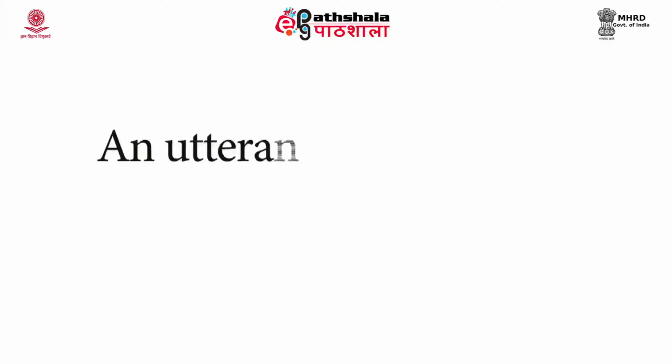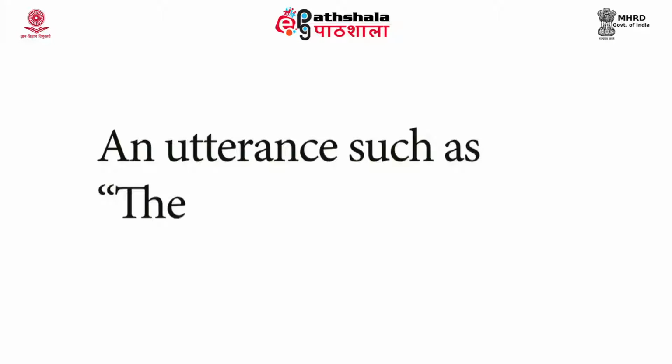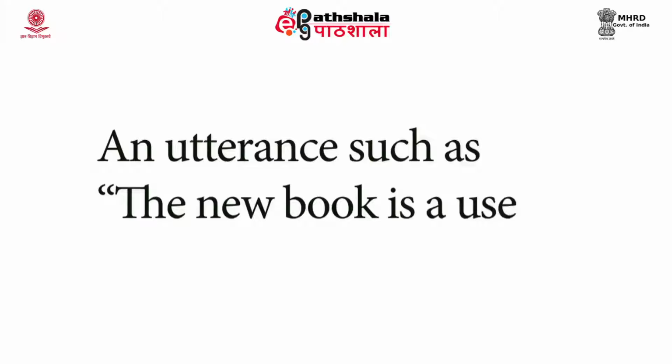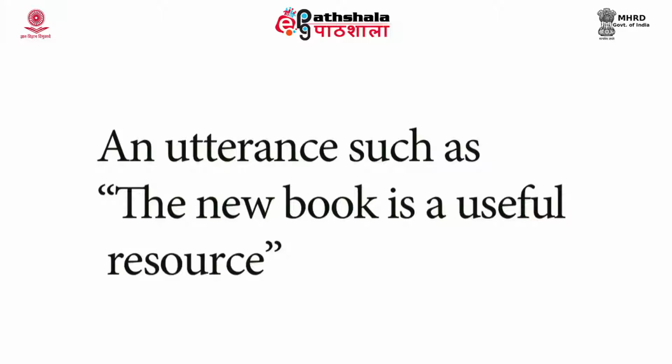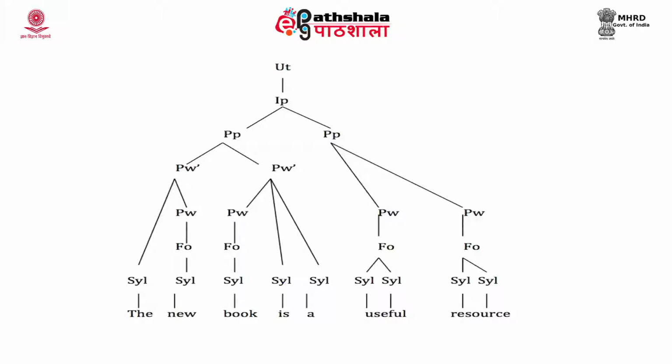We have on the screen a prosodic phonological representation of a sentence. The new book is a useful resource. Take a look at it. What you see here is at the bottom, you have the syllables. So we have 9 syllables. How many? 1, 2, 3, 4, 5, 6, 7, 8, 9 syllables. And then above them we have 4 feet, and then we have prosodic words, and then a slightly higher category.